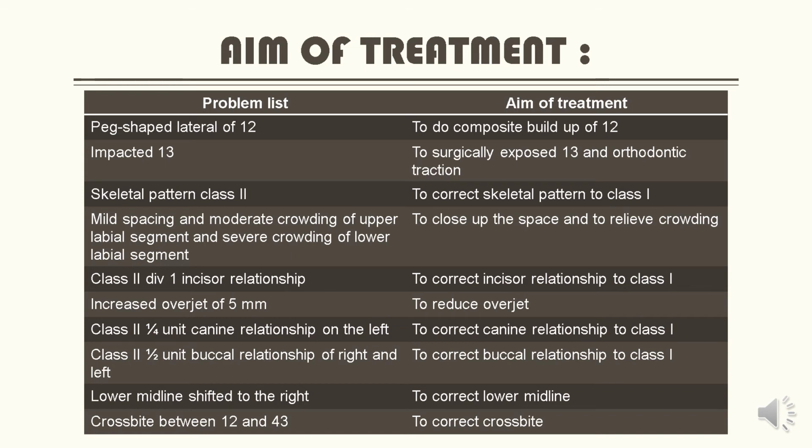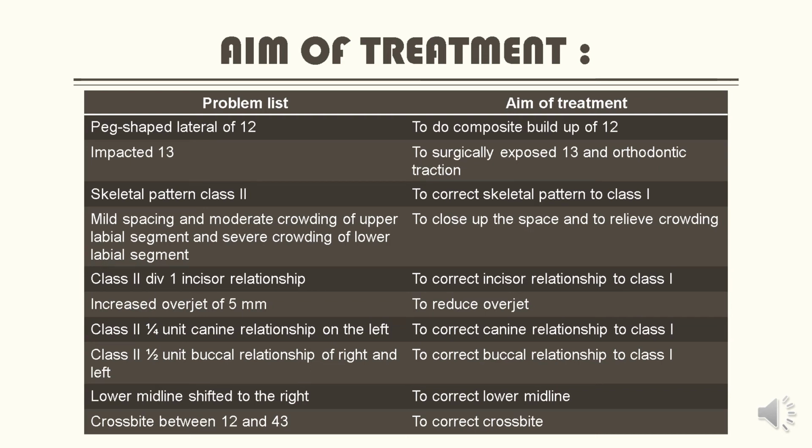Okay, so for the aim of treatment of 1-3, I previously stated to surgically expose the 1-3, and orthodontic traction will be done after the surgical exposure of 1-3. So there are a few treatment options for impacted 1-3. The first is we don't have to do anything, but in this case the 1-3 has already caused root resorption of 1-4 and 1-5, so we cannot just leave it there and cause more root resorption. So we have to do something about it.